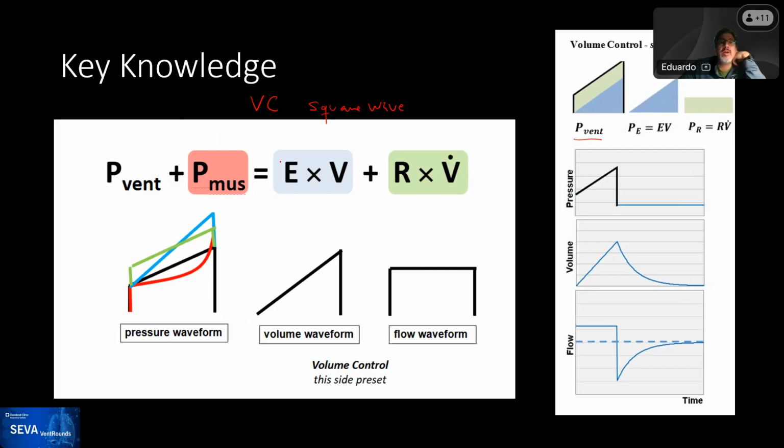And so when you come to this graph over here, and you see P vent plus PMUS, the elastic load plus the resistive load, if we increase the resistive load, what you're going to see is an increase on this step up. So on the step up that occurs here, it's the pressure that is required to overcome the resistive load.